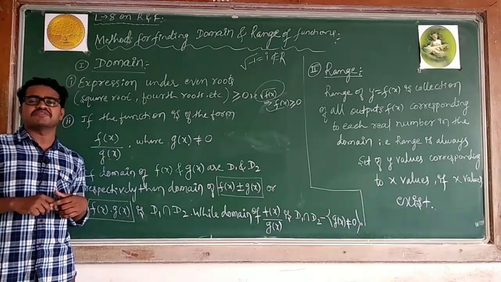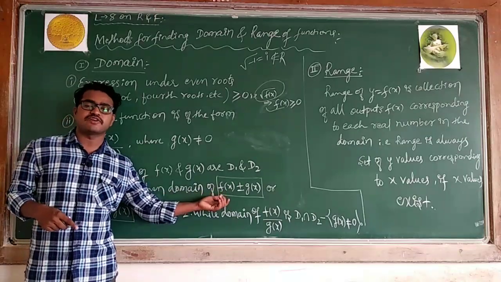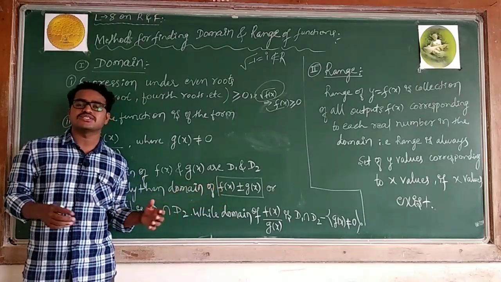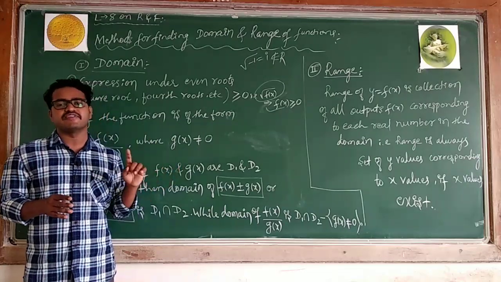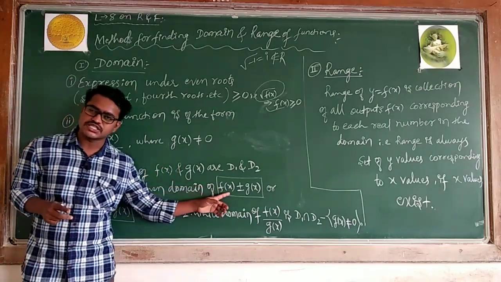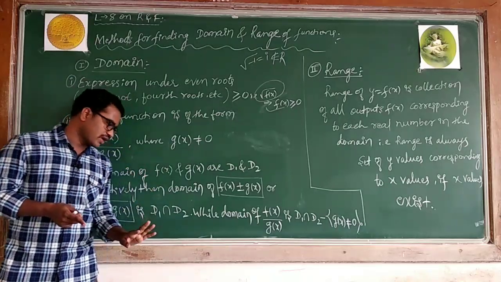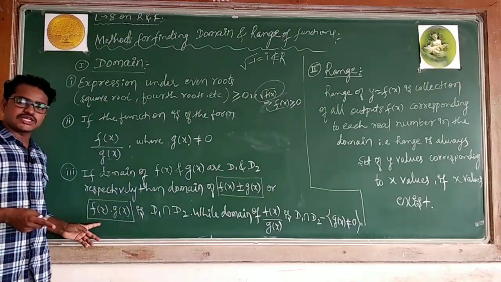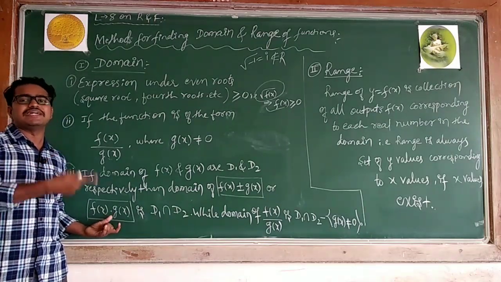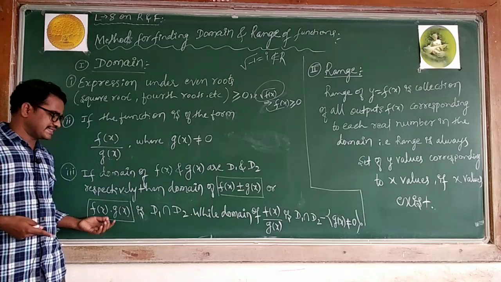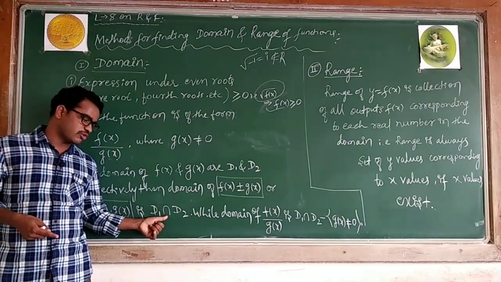If you have the domain of the first function and the domain of the second function, what is the domain of the addition of those functions? You can say the intersection, the common points of f of x and g of x is the domain. The difference case is also the common points of f of x and g of x. And the product case is also the same. If two functions are multiplied, the domain is the domain of the first function intersection the domain of the second function. This symbol is intersection.